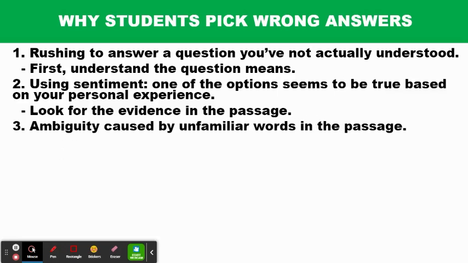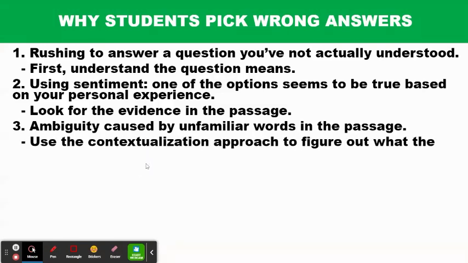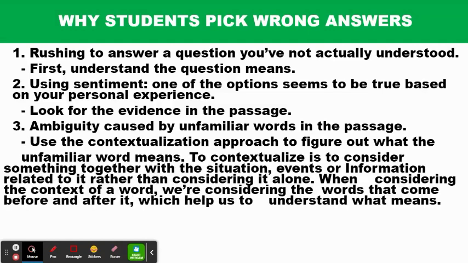Number three, ambiguity caused by unfamiliar words in the passage. Because you have seen some unfamiliar words, you are stuck with the unfamiliar word, and you want to figure out its exact meaning, and you get confused as to what is meant by the passage. That shouldn't cause you to pick wrong answers. You need to use what is called the contextualization approach. This will help you to figure out what those unfamiliar words mean. To contextualize means to consider something together with the situation, events, or information related to it, rather than considering it alone.